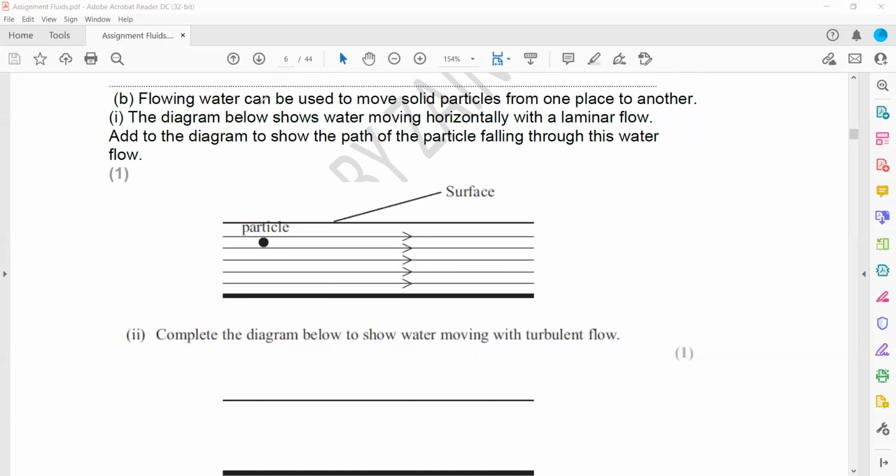Flowing water can be used to move a solid particle. The diagram shows water moving horizontally. Laminar flow is there. Add a line to the diagram to show the path of the particle. What will be the path of the particle? Because the particle is falling and the water will push horizontally towards the right, it will follow a projectile motion, because it will have two components. One, the weight acting downward, and the horizontal force from the particles of the fluid or water, which causes the parabolic path or projectile motion.